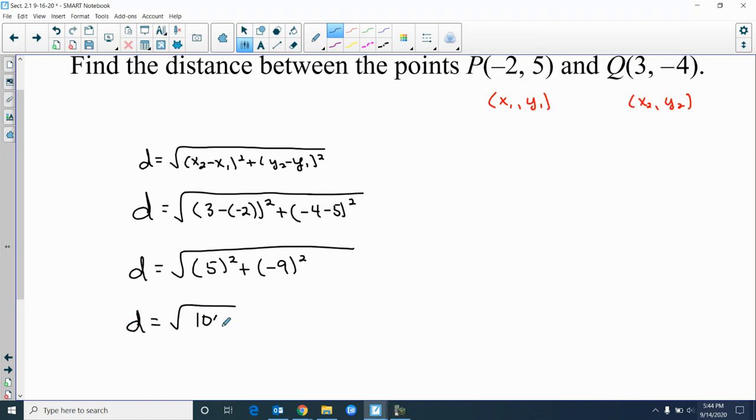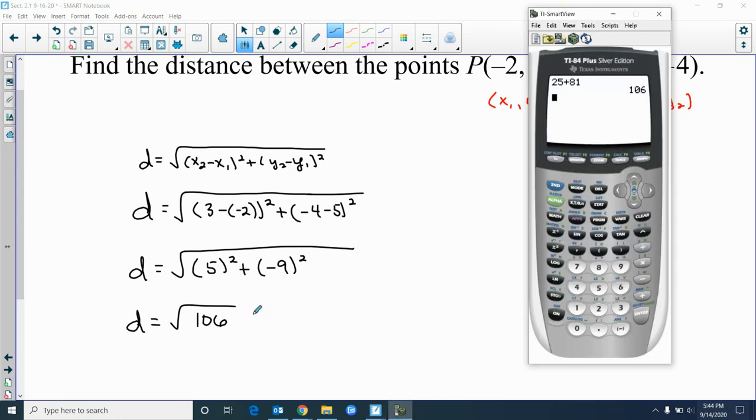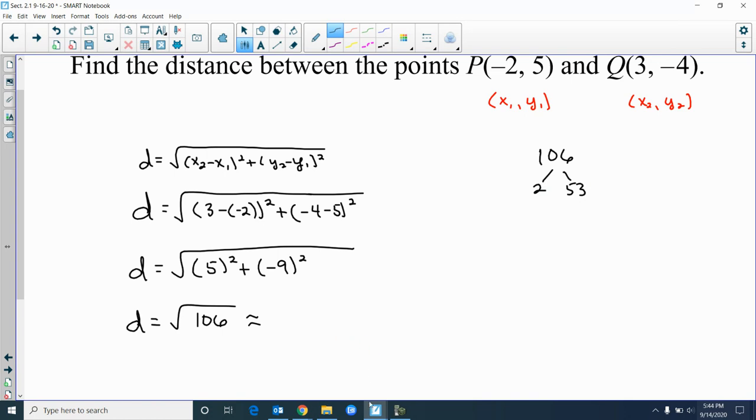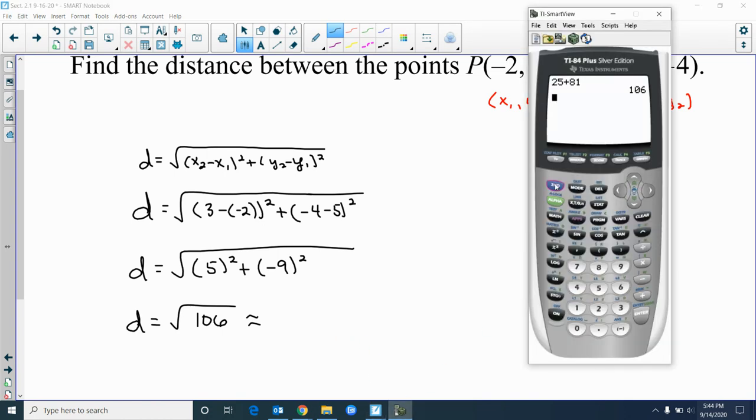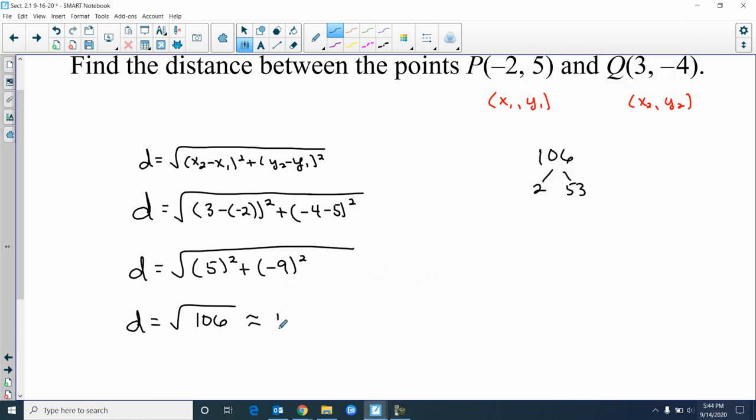of 106. You do want to simplify that if that's possible. 106, though, is just 2 times 53. It does not reduce. A lot of times this is fine. If you need a decimal answer, then obviously you just use your calculator. Square root of 106 is approximately 10.3. And that's just your basic distance between 2 points. Follow your formula.